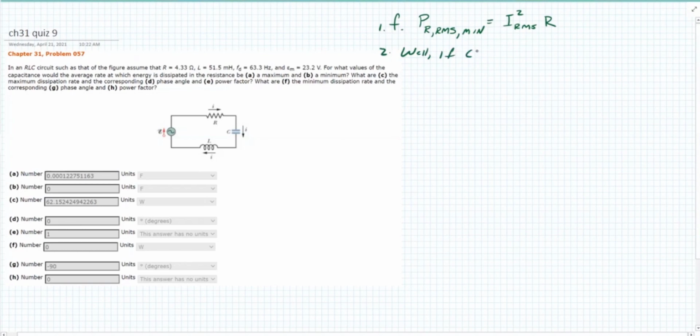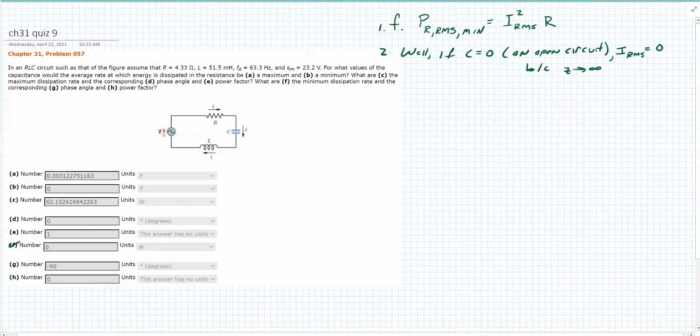Right. So number two, if C equals 0, basically an open circuit, I RMS equals 0 because Z once again goes to infinity. So just to repeat that, if no current flows, no heat is dissipated by the resistor. That is F. We've done A, B, C, D, E, F.